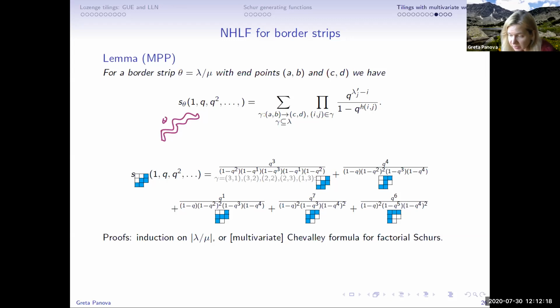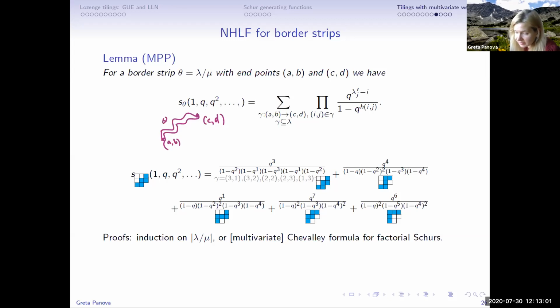And when we specialize 1, q, q squared, and so on, we are getting that this is a sum over all possible paths from the two endpoints. So these are the endpoints over here. Say this is A, B and this is C, D, and they are inside lambda. And for each of these paths, we have this hook length analog. This is exactly what we want as a weight in the Naruse hook length formula. So local weights on the paths, this is important.